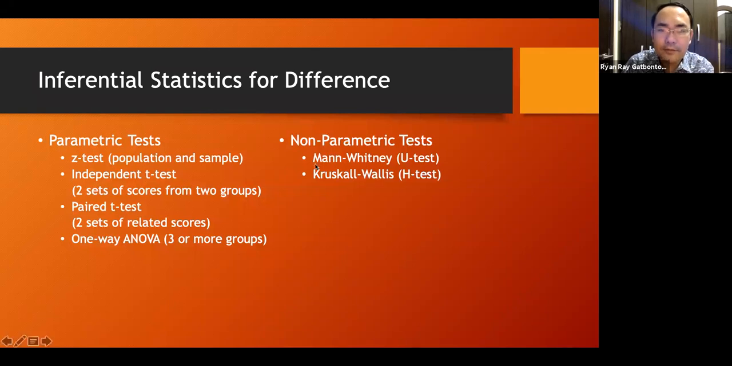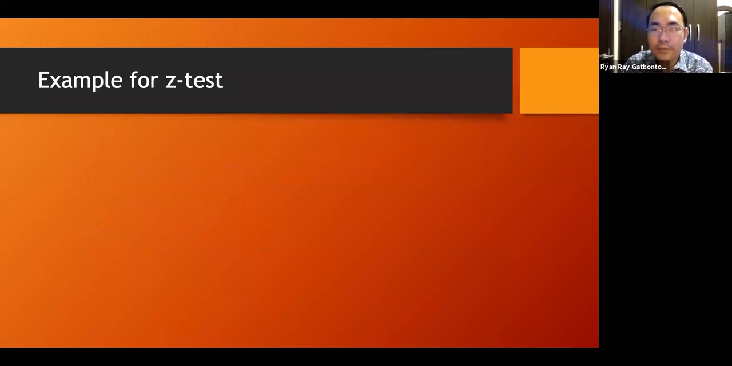For the equivalent of an independent t-test, we use a Mann-Whitney U-test. For the non-parametric equivalent of ANOVA, we use a Kruskal-Wallis test, popularly known as H-test. In this video, we will primarily focus our discussion on parametric tests. So let's have an example for z-test. We use z-test for comparing the means of a sample to a population.